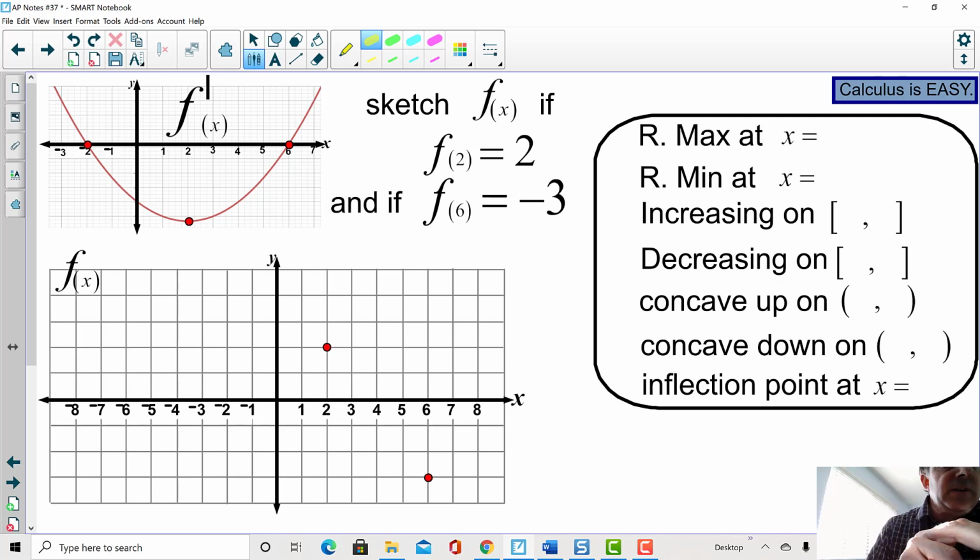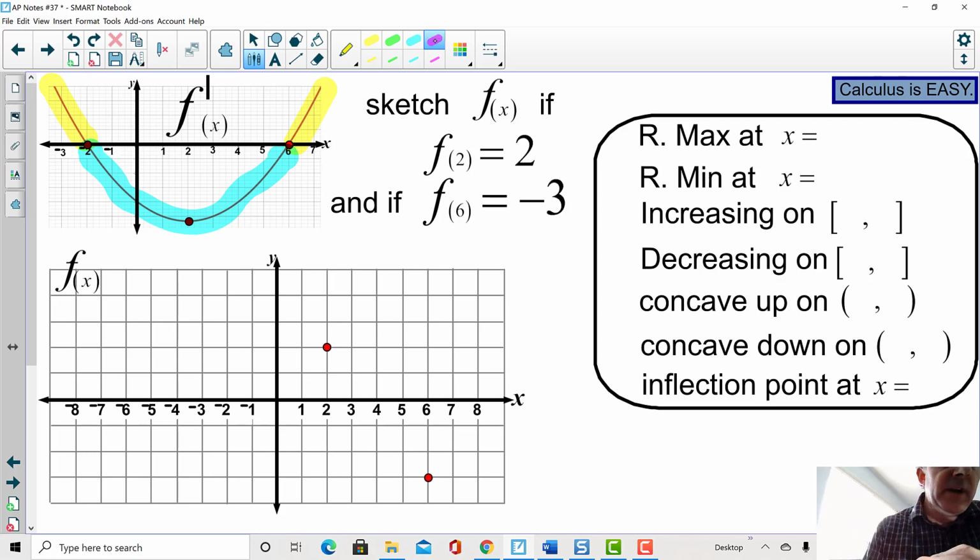First, let's look at increasing and decreasing. So f will be increasing when f prime is positive. So that's where f will be increasing. And then f will be decreasing when f prime is negative. So the blue part is where f is going to be decreasing because that's where f prime is negative. Again, here we're just looking at where f prime is above the x-axis or below the x-axis, and that's where f prime is either positive or negative.